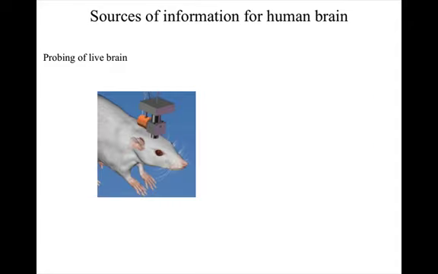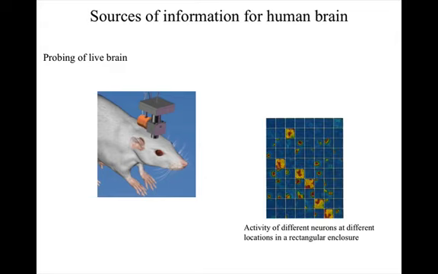It's much more common to put probes into animal brains, and then that brain can be monitored or stimulated in various ways during live behavior. The information can be extrapolated with varying degrees of confidence to the human brain.